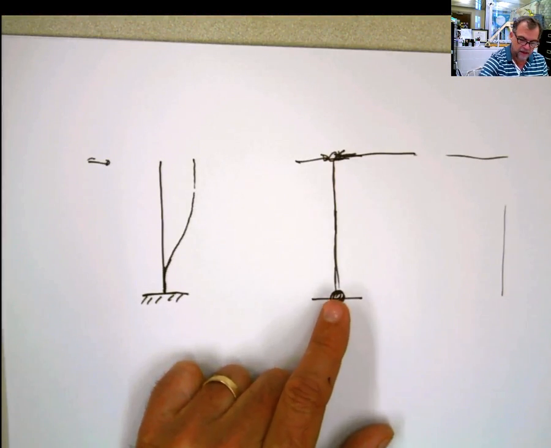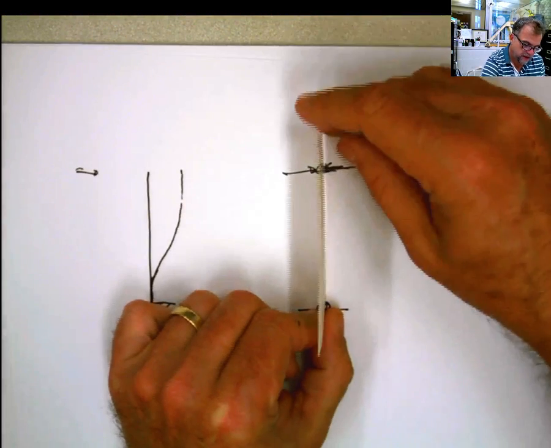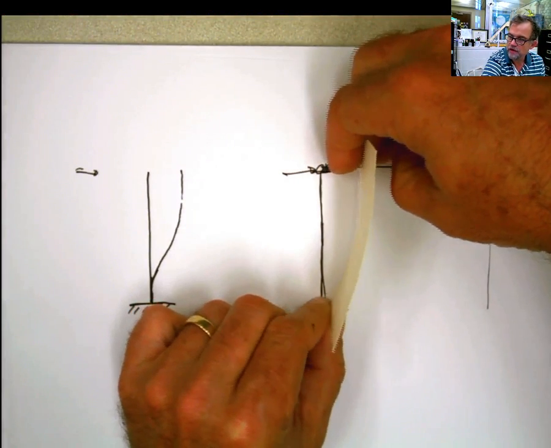If this is a hinge and I use the same card that I used before, now it's only going to be a pin here, and when I apply that load, it's going to come like that. I'm going to have rotation at this point.